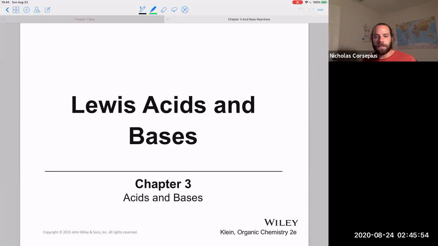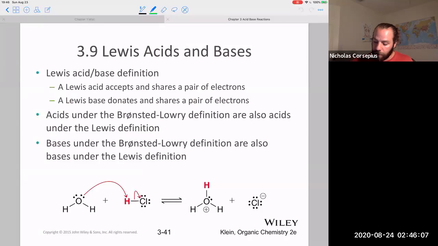Okay, so the last thing that we have to touch on, it's actually not too bad. I know last time we ended with resonance, which was the hardest portion of the week. This is actually not too bad, this concept of Lewis acids and bases. So everything we've been working with up until this point is this Bronsted-Lowry definition of acid bases, where an acid is a proton donor and a base is a proton acceptor, right?